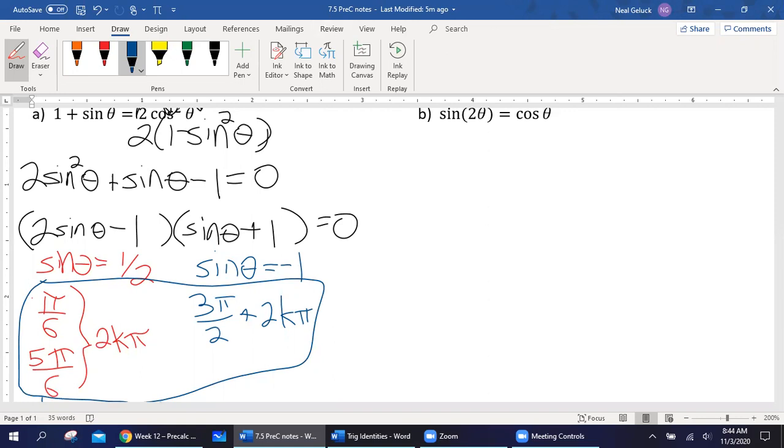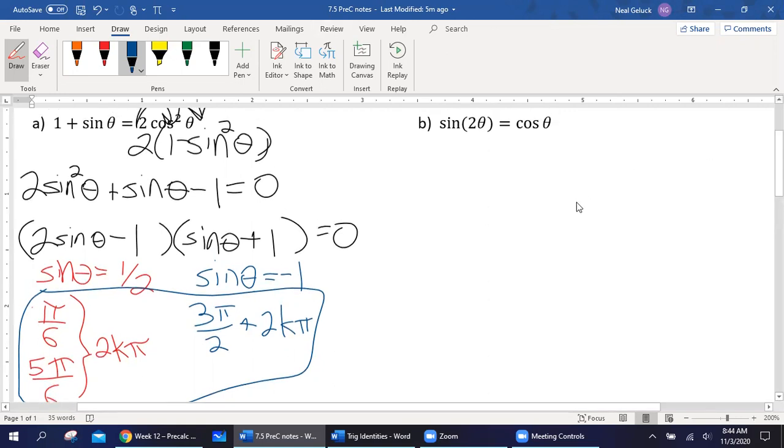On letter B, I've got sine 2 theta. Okay, so double angle. I'm going to replace sine 2 theta. Again, I'm using an identity here with 2 sine cosine.